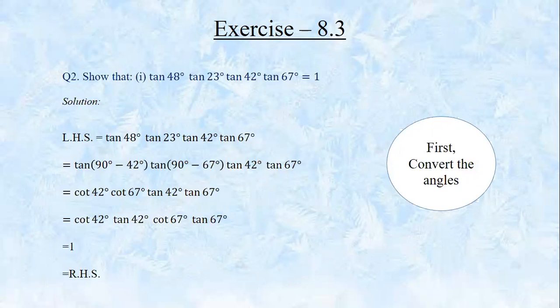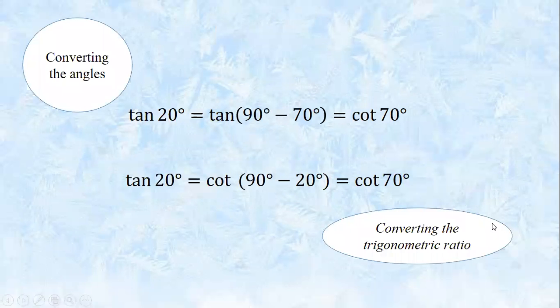So we are left with 1, which is our RHS. So we have proved this question. Now in all these type of questions, we had kept the trigonometric ratio intact and converted the angles. There are two ways to solve the questions. First one is converting the angles. The second one is converting the trigonometric ratio. Both would give the same answer.